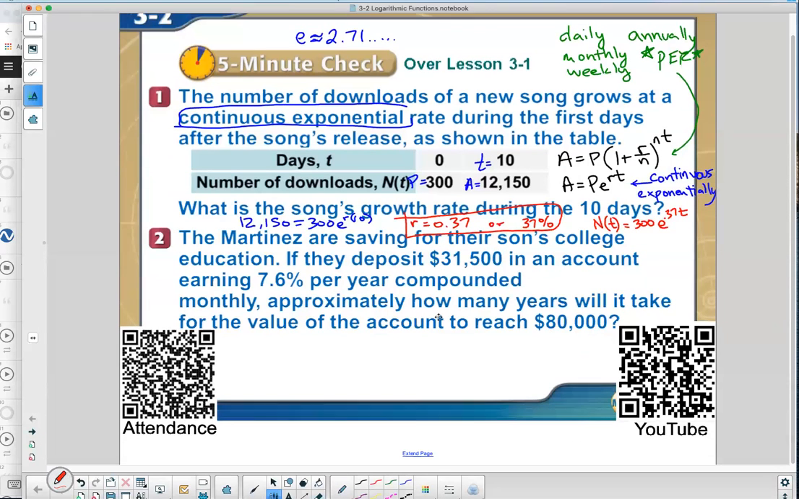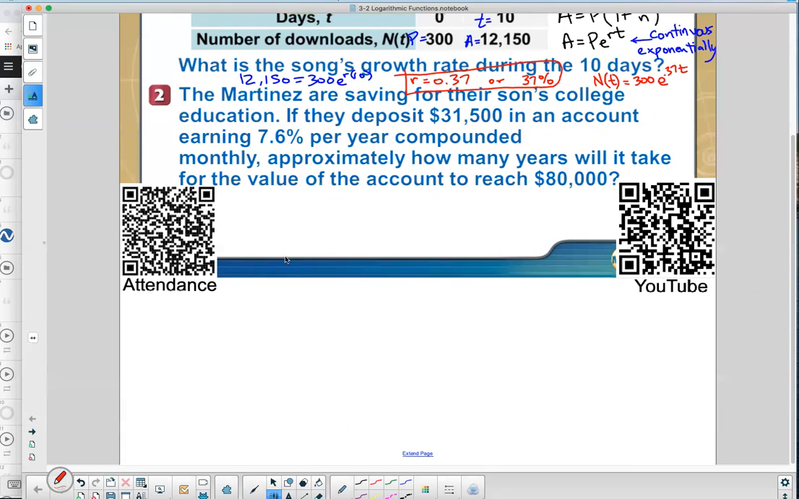So now let's try one that revolves around money, because this is where exponentials come into play. So important for your life, if you ever want to buy a car, a house, college expenses, stuff like that. Let's take a look at number 2.